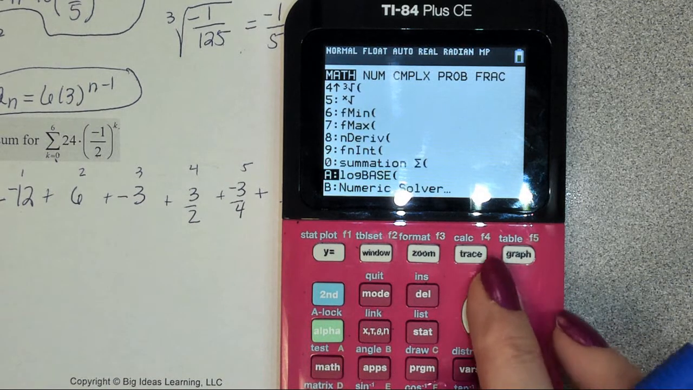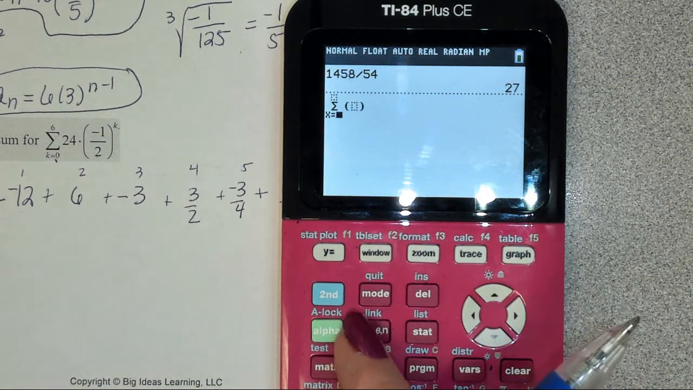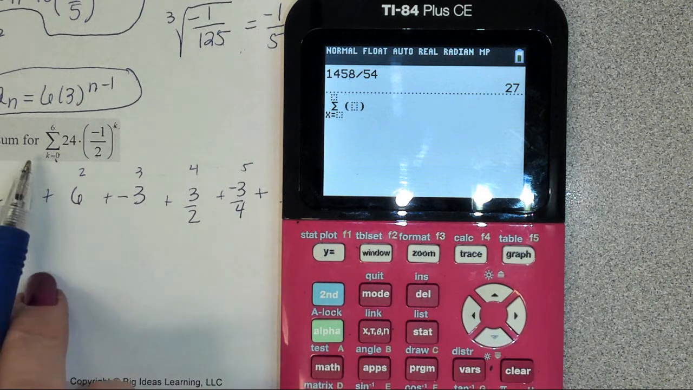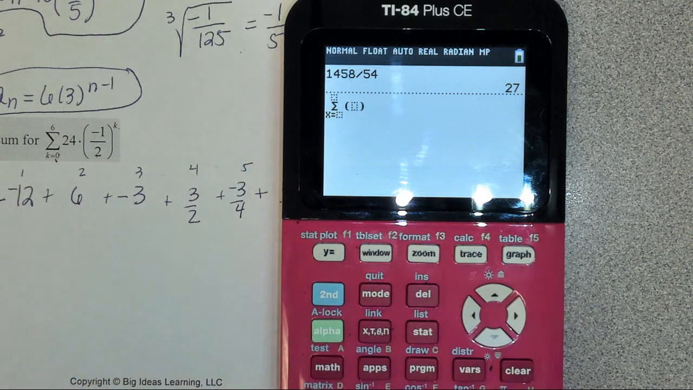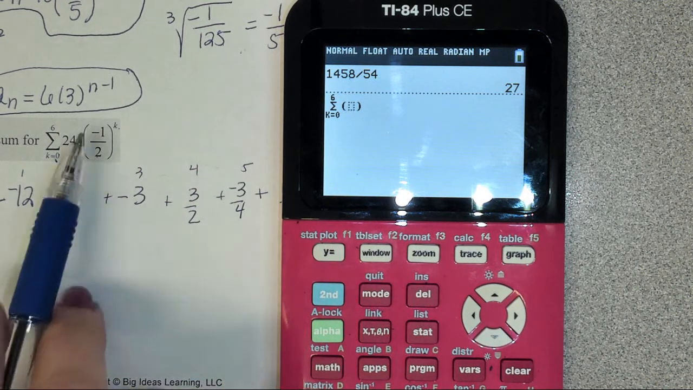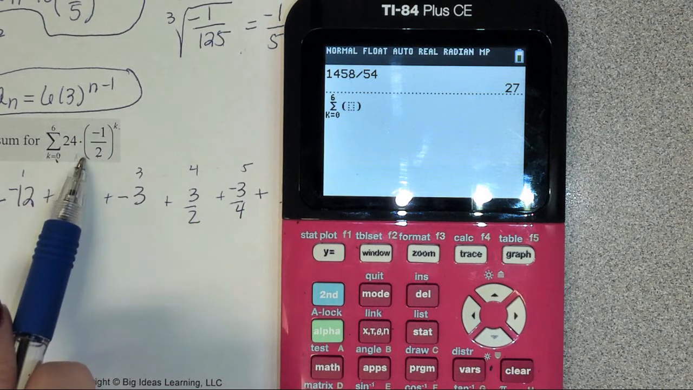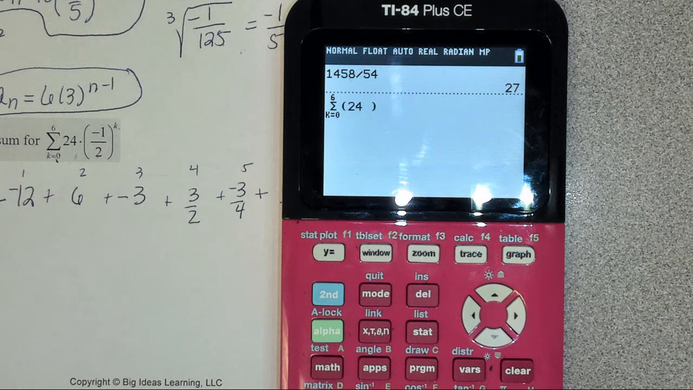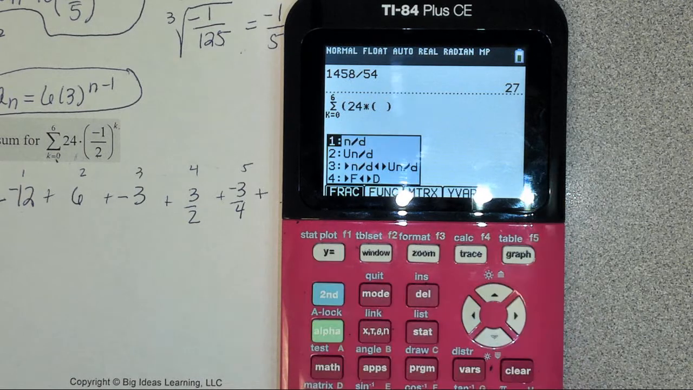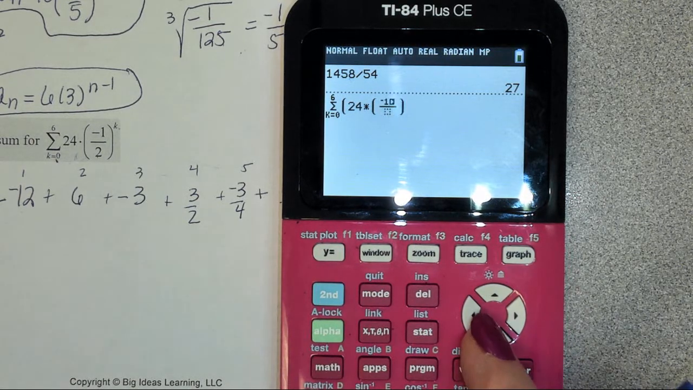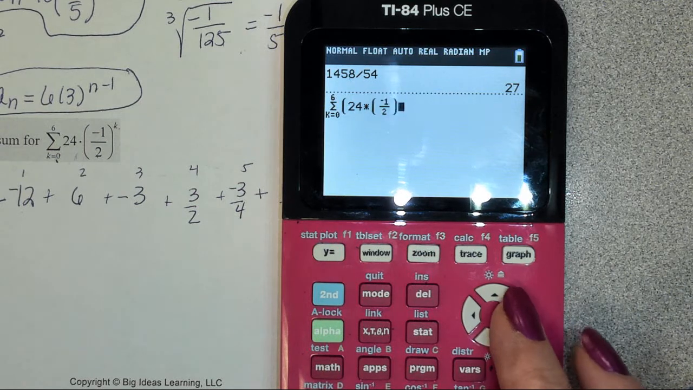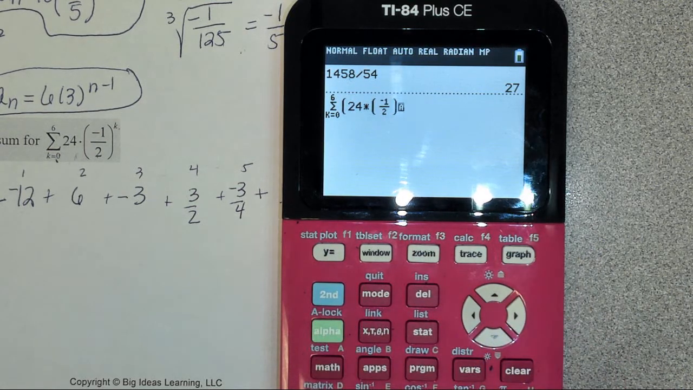I go to my math. I go up to summation. I'm going to do x. You can actually use k's, guys. If you want to keep it exactly the same, I can go to alpha k. I can use k. Now, this is where you have to be careful, though. The parentheses here are not the correct way to put it in. It's going to have to be 24 times, and now parentheses again. Watch this. Negative 1/2, and that whole thing has to be to my k power.